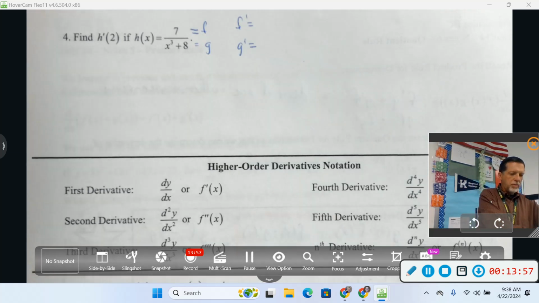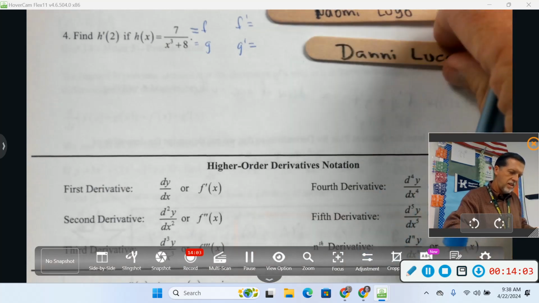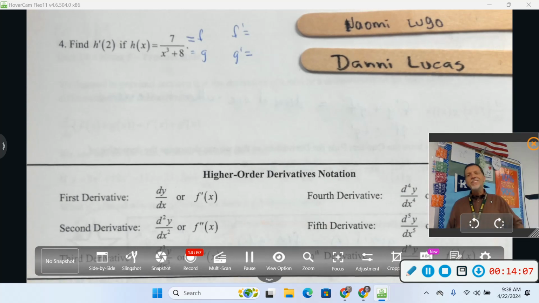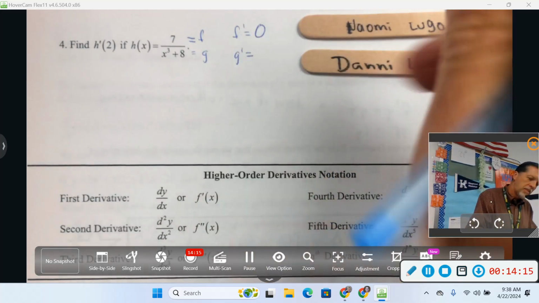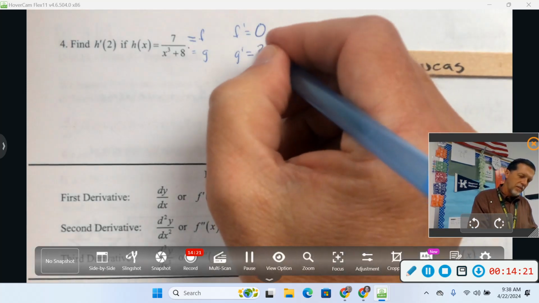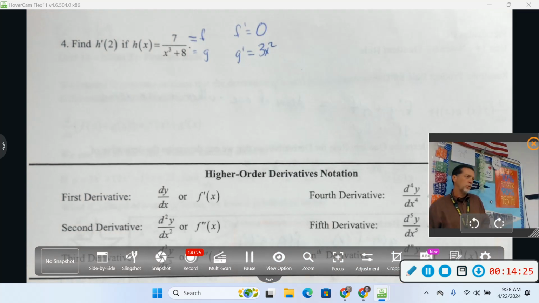There goes some popsicle sticks here. Oh, we should totally do this. So, Naomi, you get the easy one, but sometimes people mess it up because it's so easy. What's the derivative of 7? 0. And Danny, how about the derivative of x cubed plus 8? 3x squared. Okay, so now it's just quotient rule time.